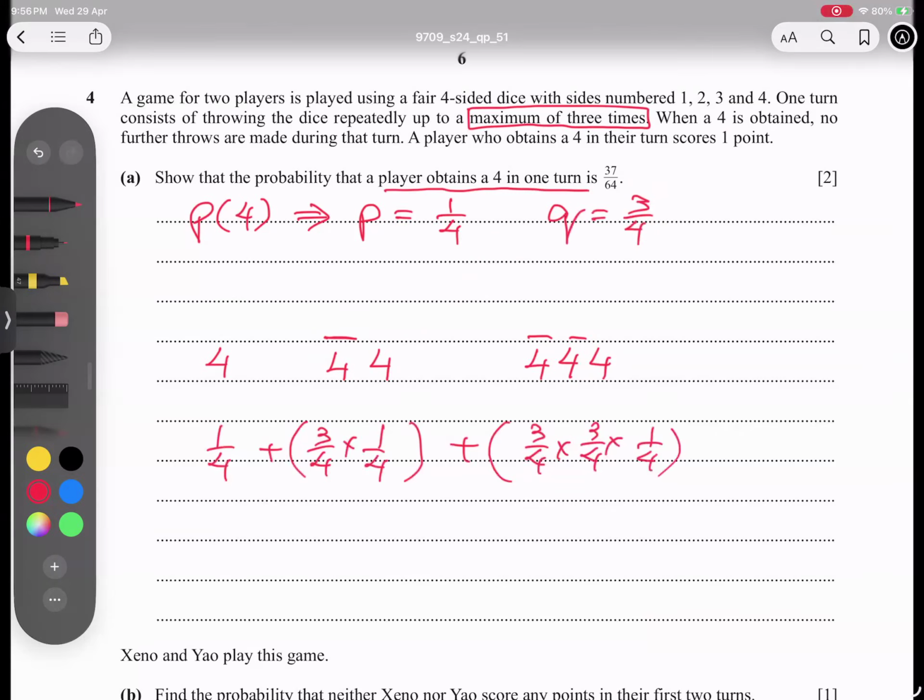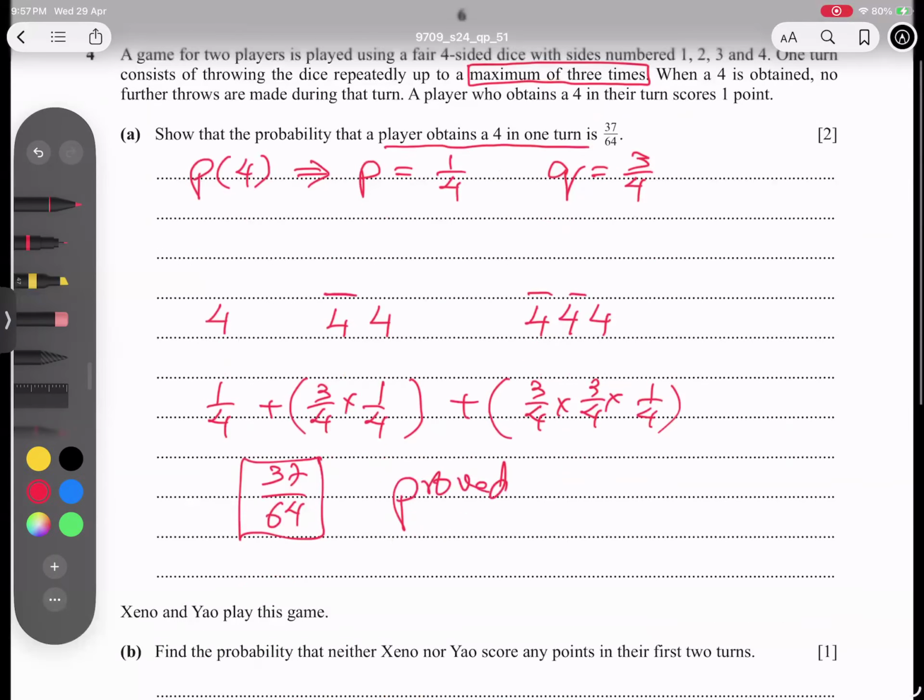So I think it's clear. Now I'm going to type it in the calculator, students, and let me check what I get. 3 divided by 4, into 3 over 4, into 1 over 4. Yeah, he said prove it, and we have proved it. We have got the same answer. So 37 over 64 is our answer, and proved.